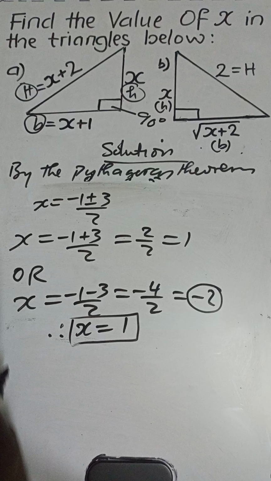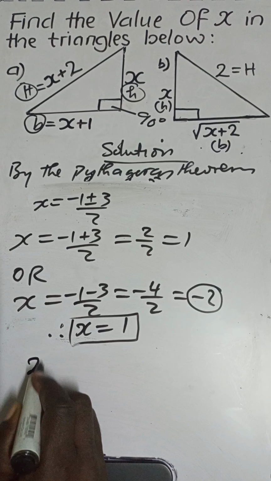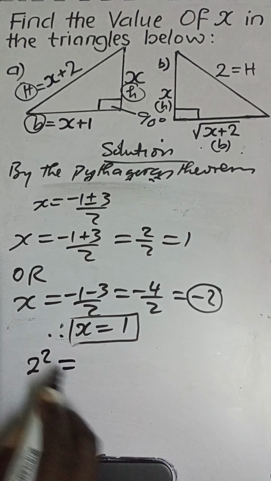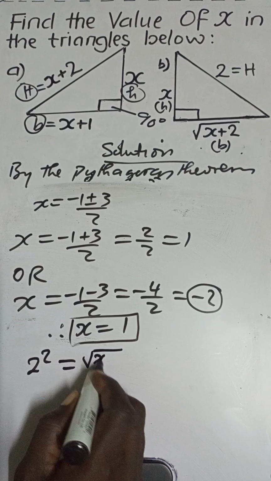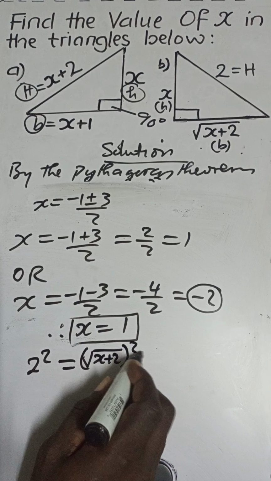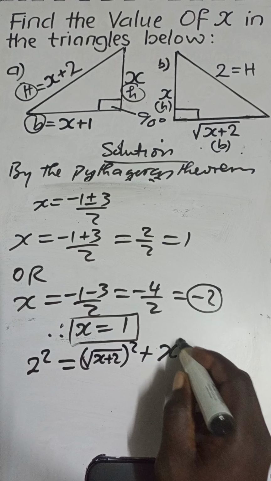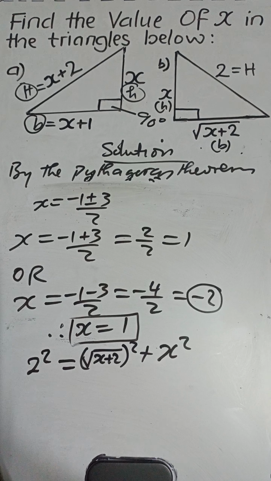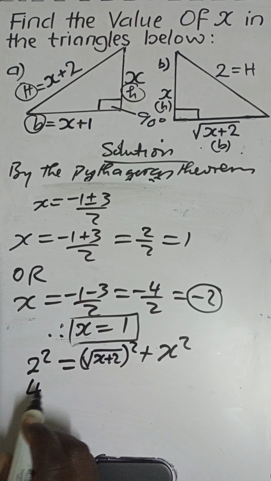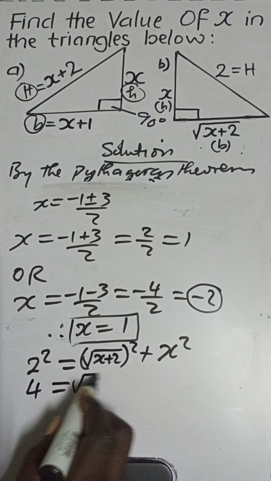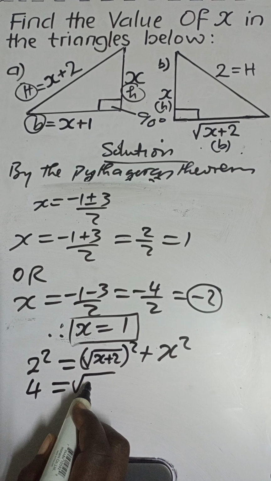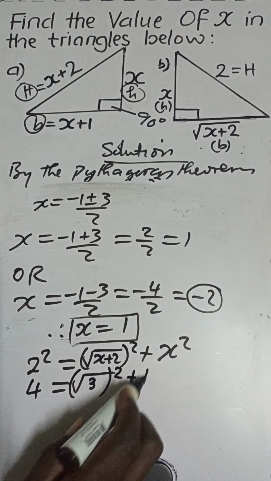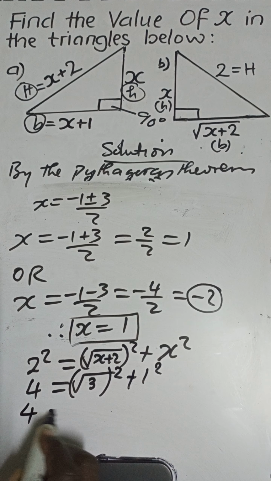All right. If we take our Pythagoras theorem again, we had 2 squared. The hypotenuse squared is equal to the square of the base plus the square of the height. If x is 1, let's go ahead and see if the left hand side will give us the same result as the right hand side. So we have here 4 is equal to the root of 1 plus 2 is 3. So root 3 squared plus 1 squared. So we have 4 here.